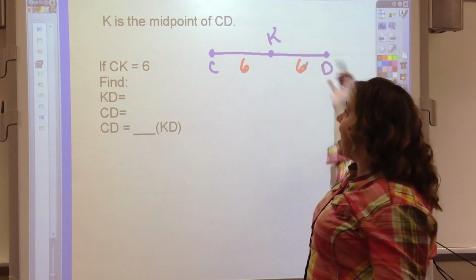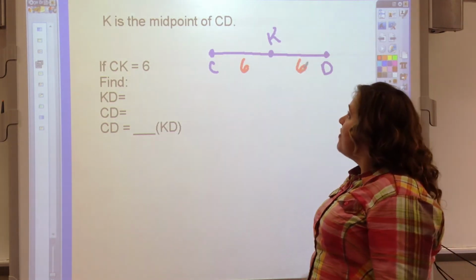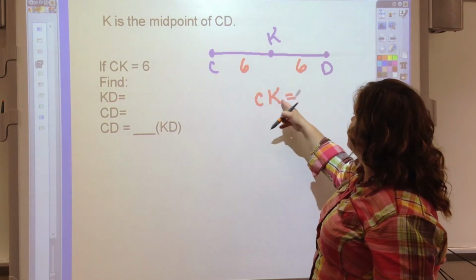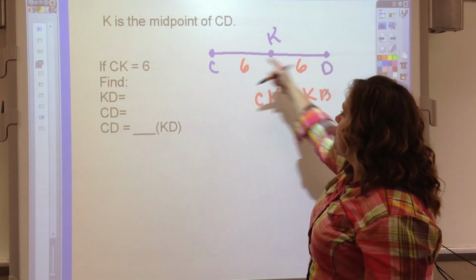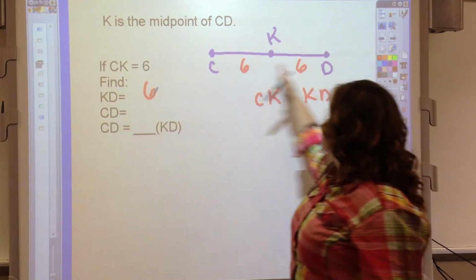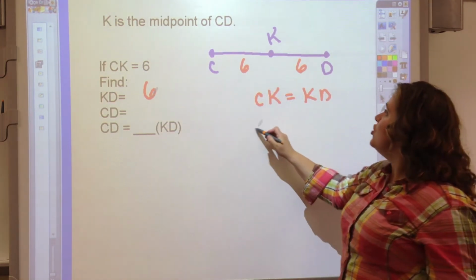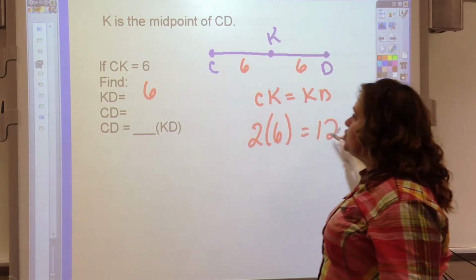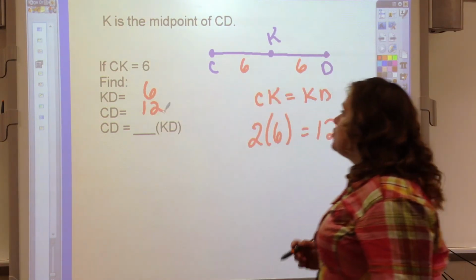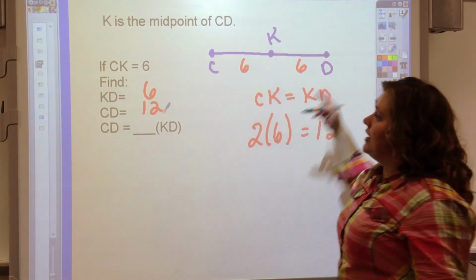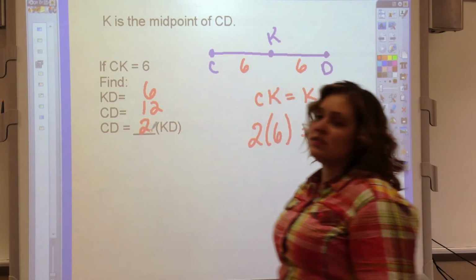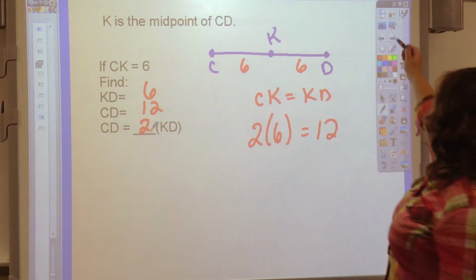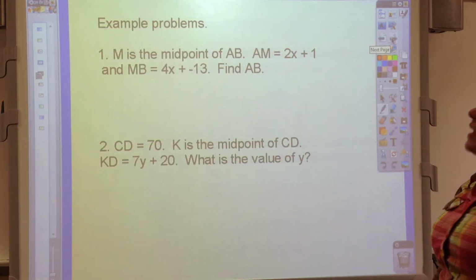Hopefully you'll agree with me that they have to be the same due to the definition of a midpoint. KC has to equal KD. So they will both be 6. Thus, the entire length is going to equal 2 times 6, or 6 plus 6, which would be 12. And so we can see that CD, the entire length, equals 2 times half, 2 times KD.